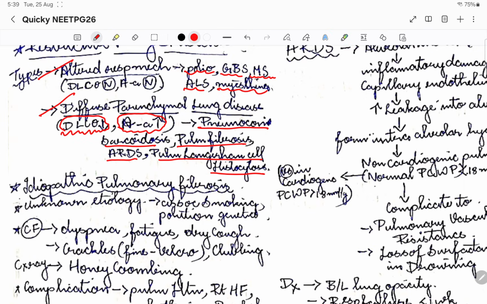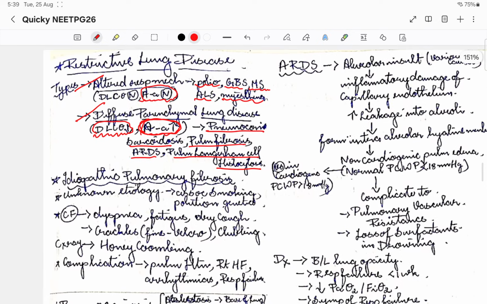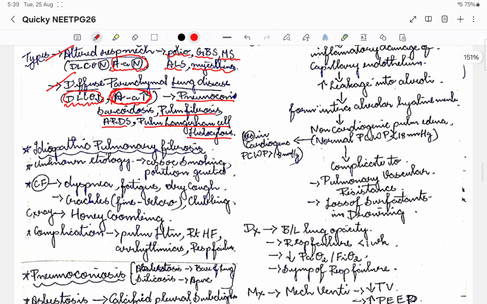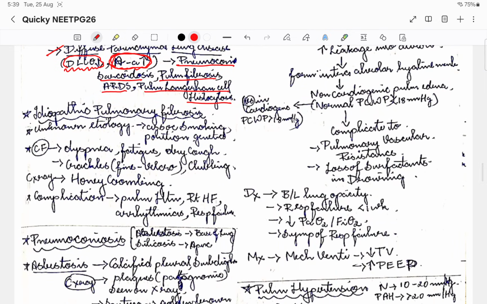So that is why here the A-a levels will be high, whereas in altered respiratory mechanism, there is no alteration with respect to the diffusion capacity. The diffusion capacity of oxygen is normal. So that is why the A-a gradient will be normal, just like hypoventilation and all we saw, right? So in the same way here also it will be normal. So this is the thing with respect to restrictive lung disorders. Okay, so now let us see one by one.